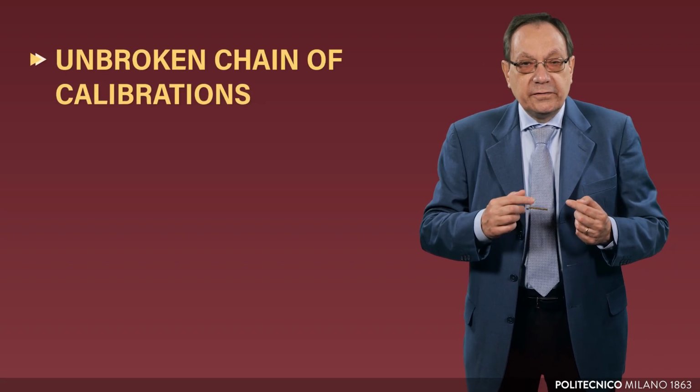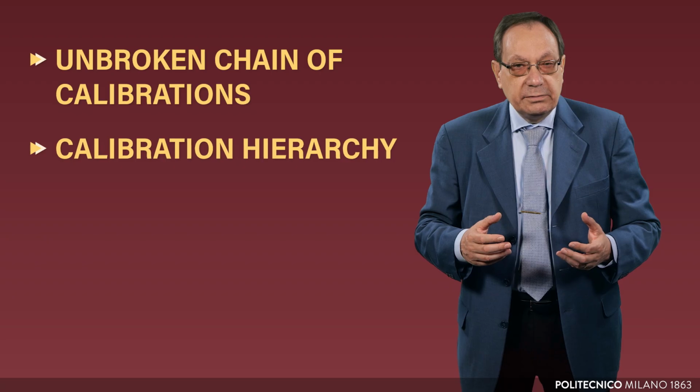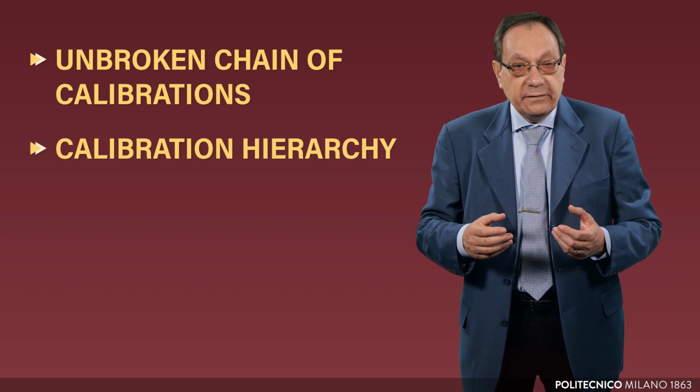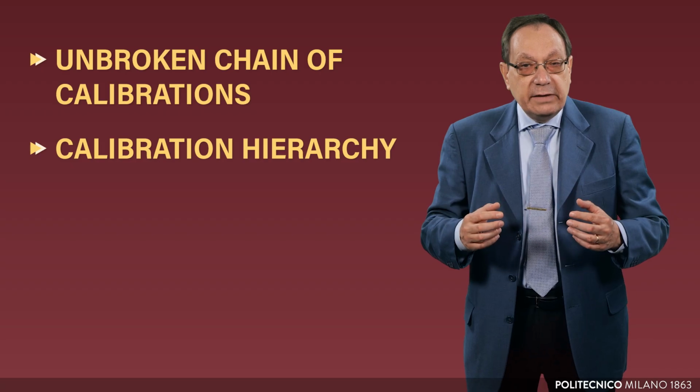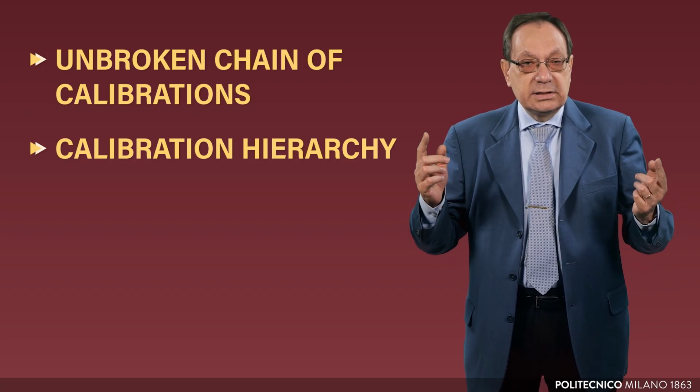The documented unbroken chain of calibrations referred to in this definition consists of a hierarchy of calibrations like the one we have seen, which is unbroken if, as mentioned, each level refers through the level immediately above it to the national standard. In fact, the VIM itself, in a note to the definition we have just seen, reminds us that metrological traceability implies the existence of a calibration hierarchy.